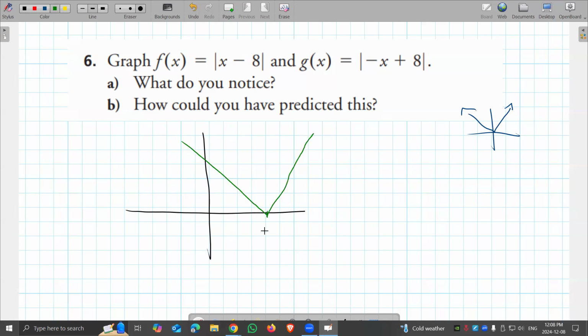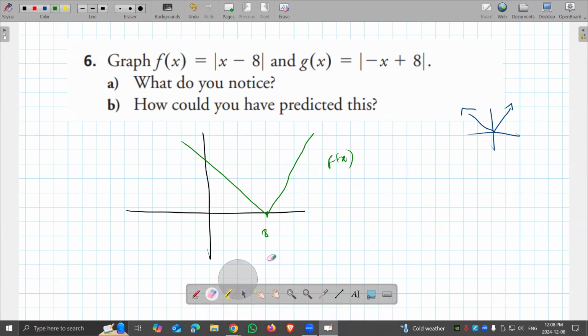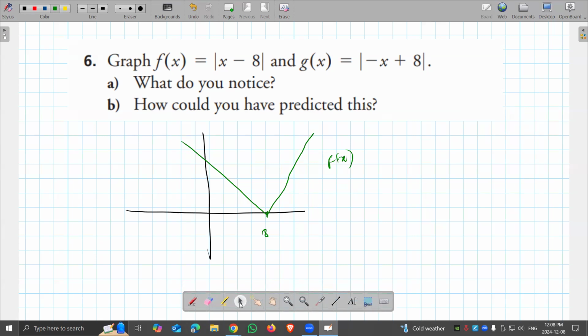So it has a vertex at the x value of 8, 8 comma 0. So that's our f of x. Pretty easy to graph. What about g of x? How do we graph that? What's the first thing we do to graph g of x? So you probably don't remember this one. What needs to happen is that the k value always has to be in a bracket inside the function. What's the k value here?